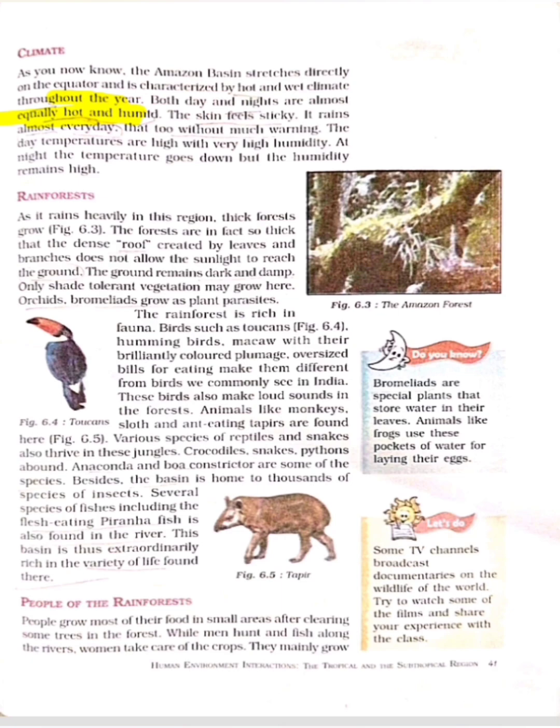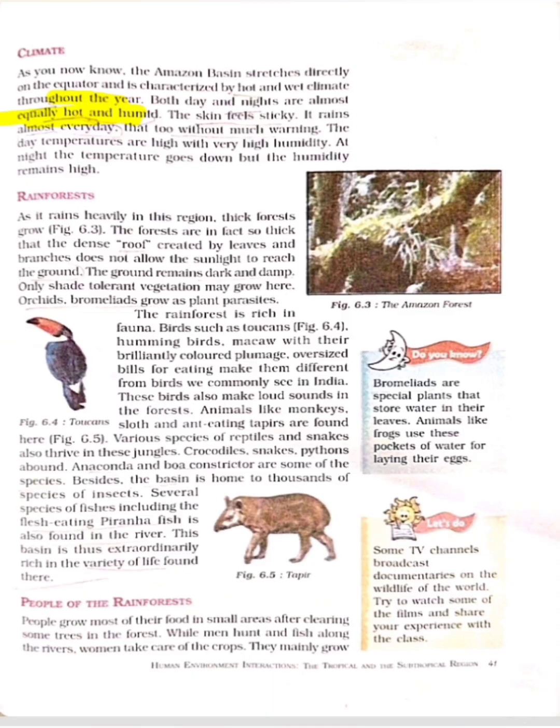In the shade, creeping vegetation may grow here. Orchids and bromeliads grow as plant parasites. Different flora grows. The rainforest is also rich in fauna, which means animals and birds such as the toucans you may see in the figure. Hummingbirds and macaws, with their brilliantly colored plumage and oversized bills for eating, are different from the birds we commonly see in India. These birds also make loud sounds in the forest.